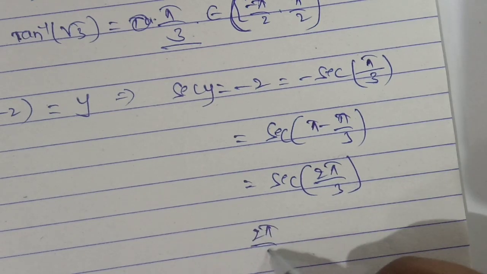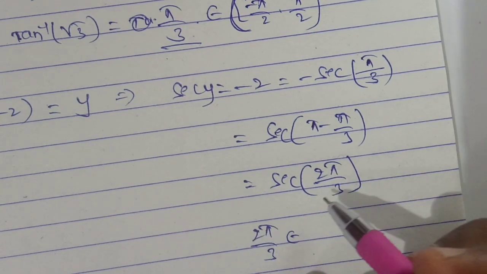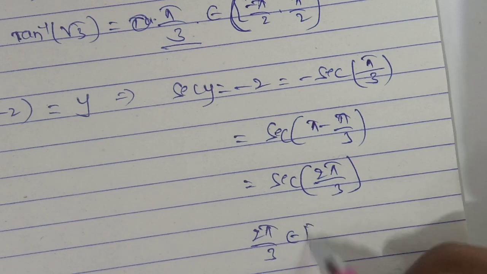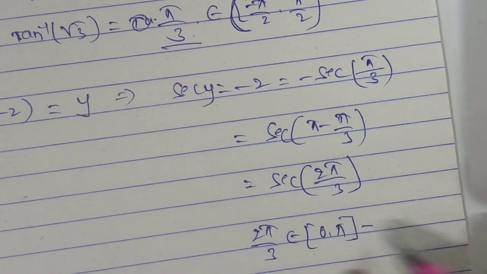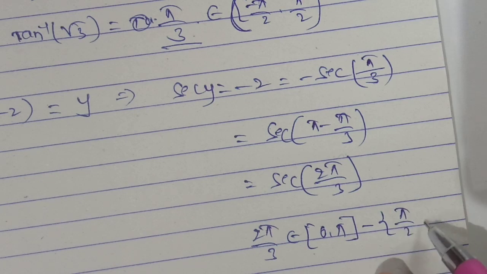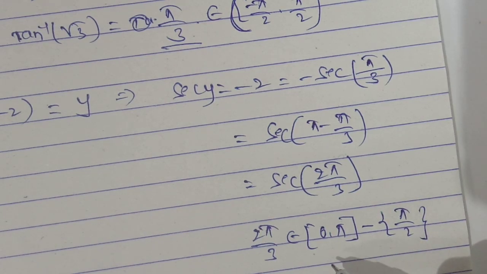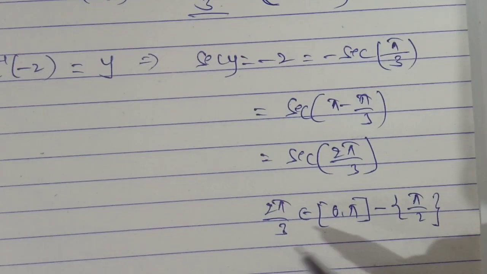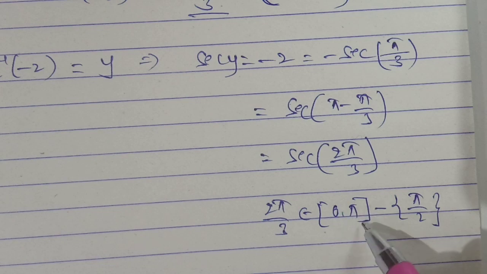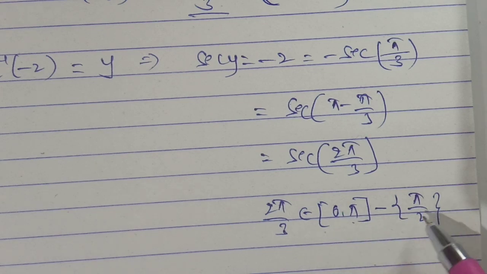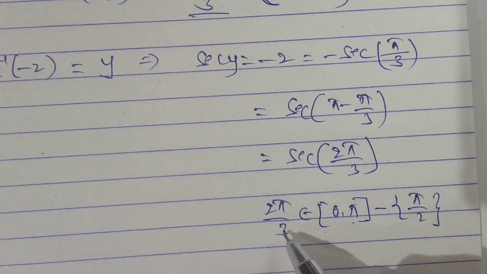Clearly, 2 pi by 3 belongs to the range of secant inverse, which is the closed interval 0 comma pi minus pi by 2. 2 pi by 3 is 120 degrees, which clearly lies in the closed interval 0 comma pi, excluding pi by 2. Therefore the answer will be 2 pi by 3.